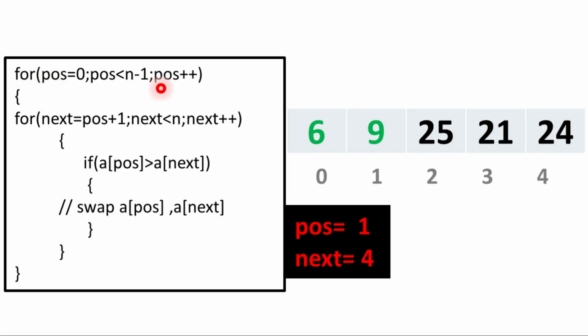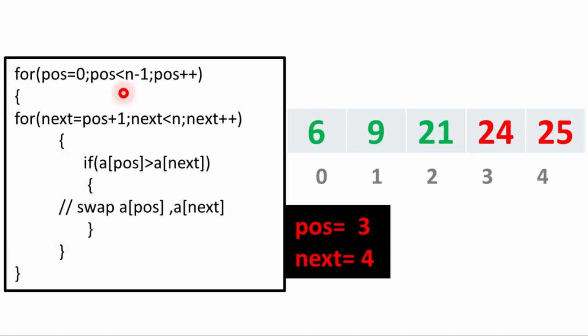Now the position becomes 2. When position is 2, next is freshly initialized to 3. 2 plus 1 is 3. So 25 is compared with 21. Swapping takes place. Next is incremented to 4. That means 21 is compared with 24. Swapping is not required. Third iteration is completed. And again, the position value becomes 3. Since the position value is 3, next is 3 plus 1, which is 4. So 25 is compared with 24. Swapping takes place. Afterwards, next is incremented to 5. 5 is not less than 5. Condition fails, and then you get back to position.